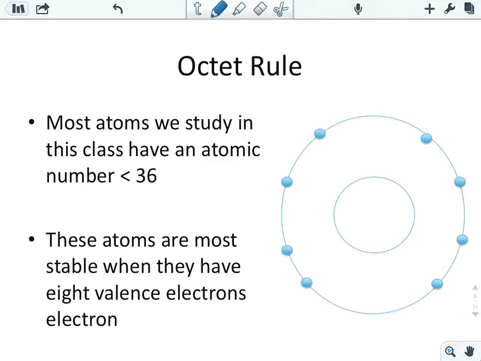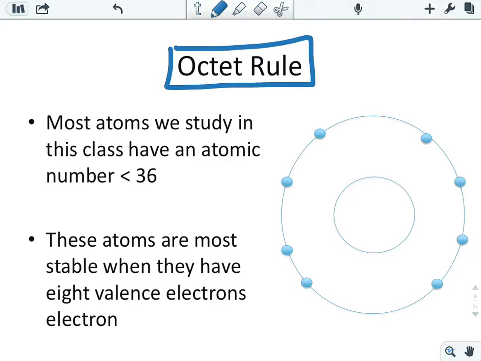Now, dealing with the s and p orbitals, that is where we get the octet rule. Okay, now the octet rule is incredibly important to chemistry. It's incredibly important to bonding. All atoms are trying to become stable. Okay, we looked at nuclear decay earlier, and in nuclear decay, we see that they're trying to become stable. Well, in chemical reactions, they're doing the same thing. They're trying to become more stable.